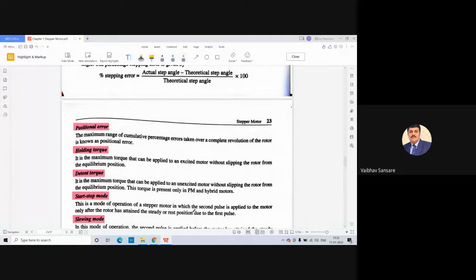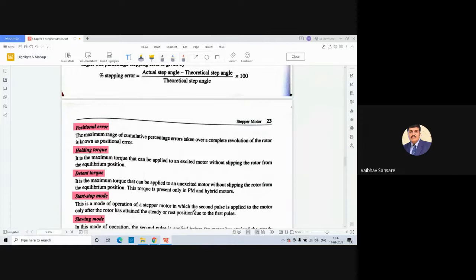Okay. Next term is the holding torque. Now what is holding torque? Holding torque is the maximum torque that can be applied to an excited motor without slipping the rotor from the equilibrium position. So it is simply the torque applied to the rotor of an excited motor without slipping of the rotor from its equilibrium position. That torque is generally termed as the holding torque.